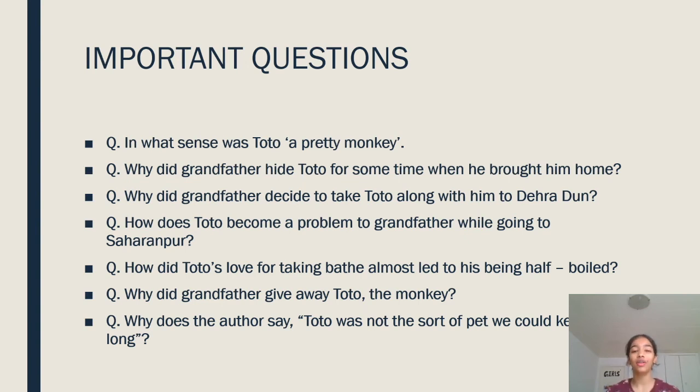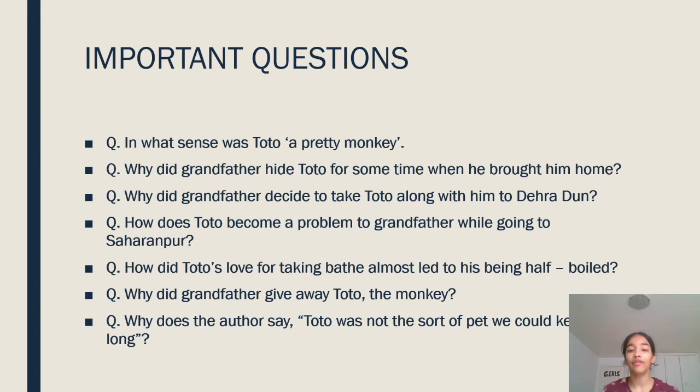Next question, how did Toto's love for taking bath almost lead to him being half boiled? I've taken these questions from a variety of websites and also from my exam paper as well, so these are very important questions. They may not be framed very well, but you get the point of what the question asks for. In this, you will be talking about how grandmother had to save him from almost boiling himself alive in the kettle. You should also give a brief introduction about how Toto used to love taking baths during the winters in hot water and so on. And that'll be your answer for this question.